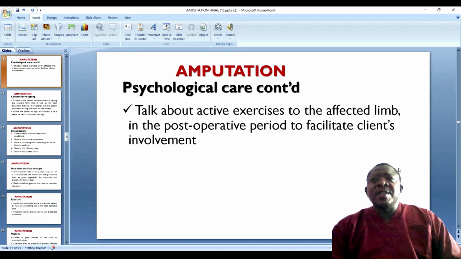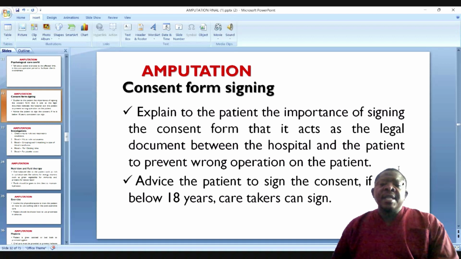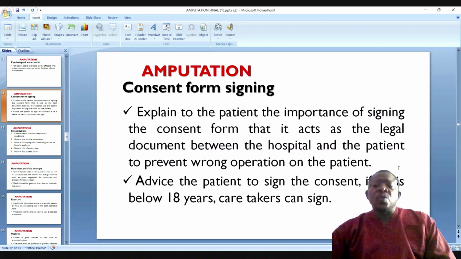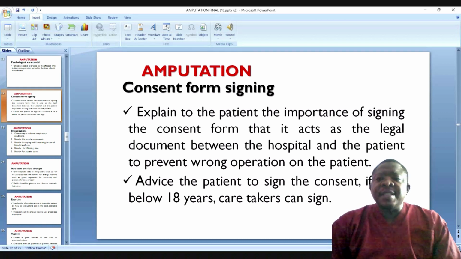Okay, consent form: explain to the patient that the consent form or document will help to protect you legally, so that the procedure is done without any fear of legal implications.